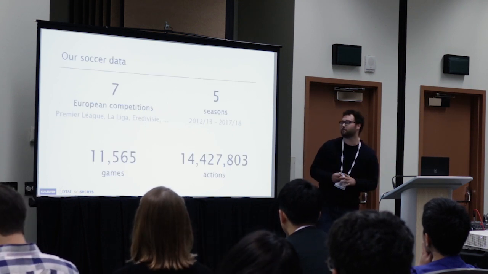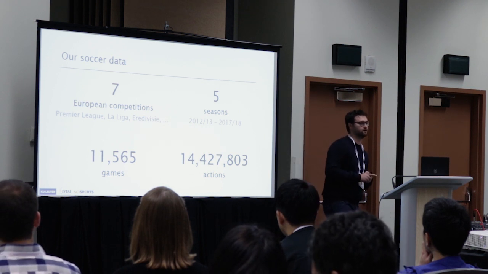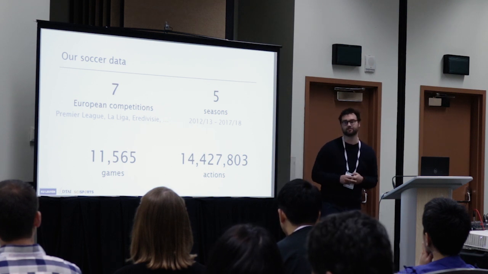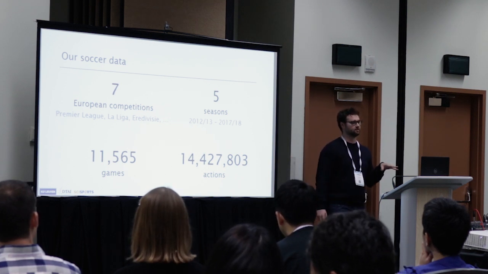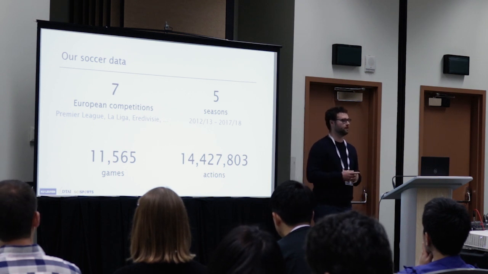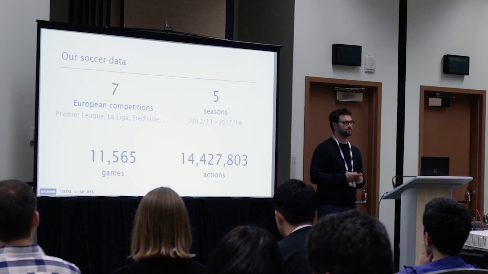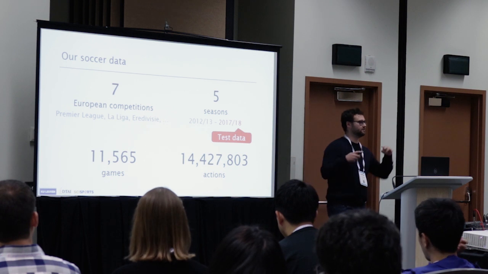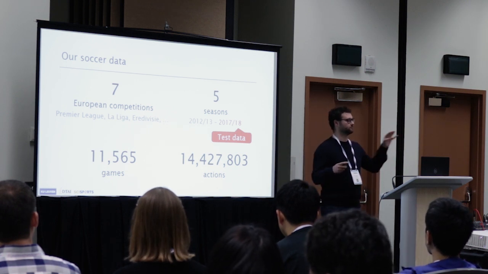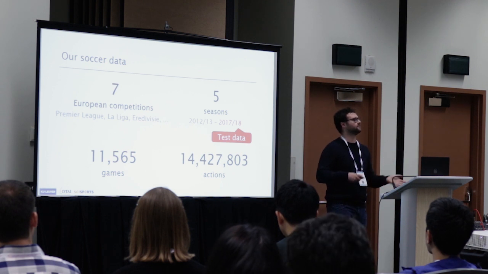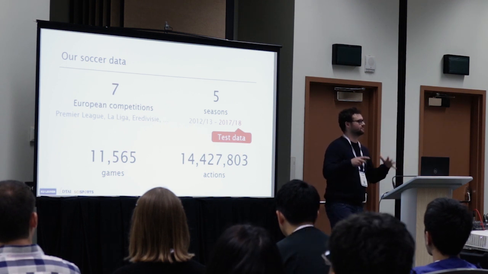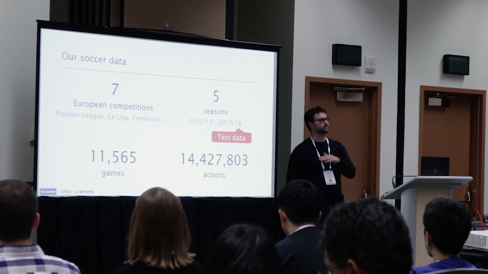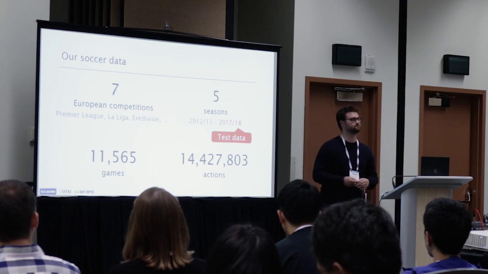So just to have a quick look at what our data looks like. We have data from the top 7 European competitions. I'll briefly touch on the English, Spanish, and Dutch league. For these competitions, we have access to 5 seasons. This makes a bit more than 11,000 games and over 14 million actions. The way we use this data is that we trained our probabilistic classifier on the 4 seasons before 2017-2018, and then the 2017-2018 season was the season we predicted the probabilities for and got the action values for. So all our use cases are of the 2017-2018 season.